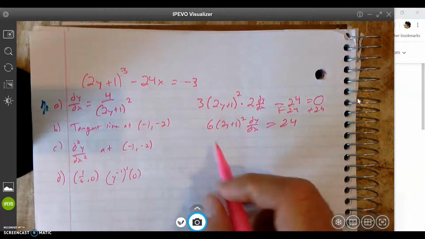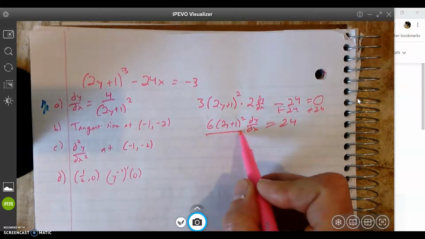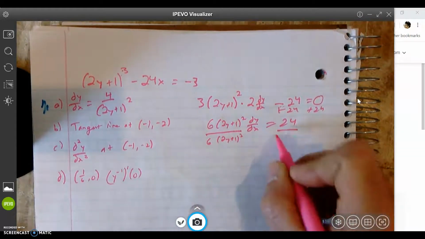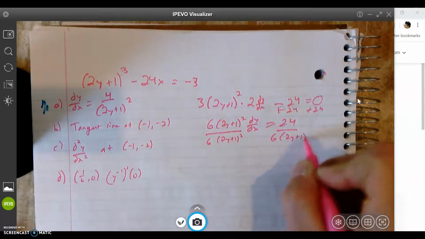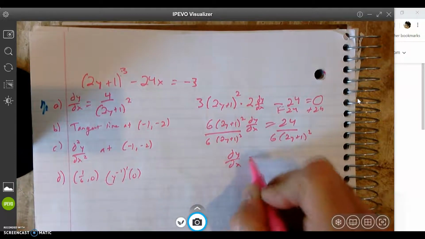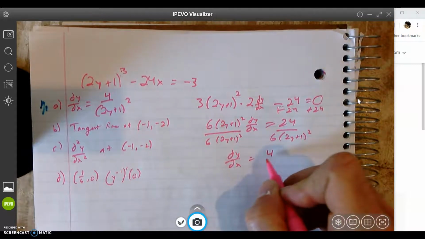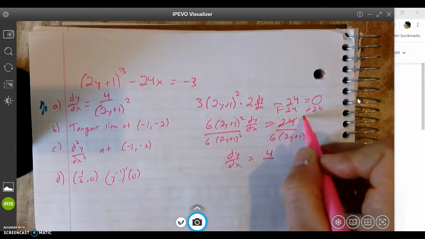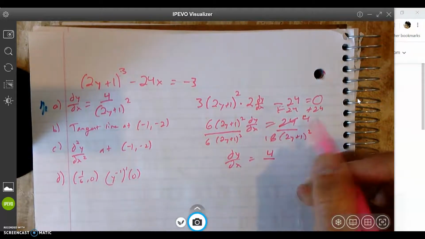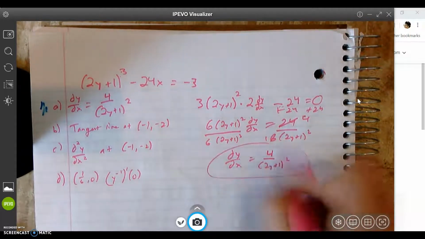Did you get this when you tried it on your own? I hope you did. So what am I going to do last? I'm going to divide all this fun stuff. 6 divided by (2y plus 1) squared, because that means I have dy/dx by itself. 24 divided by 6 is 4. You can do 24 divided by 6 is 4, and then 6 divided by 6 is 1. You can do that too if you want. And then this is (2y plus 1) squared. Cool, got it, part A.